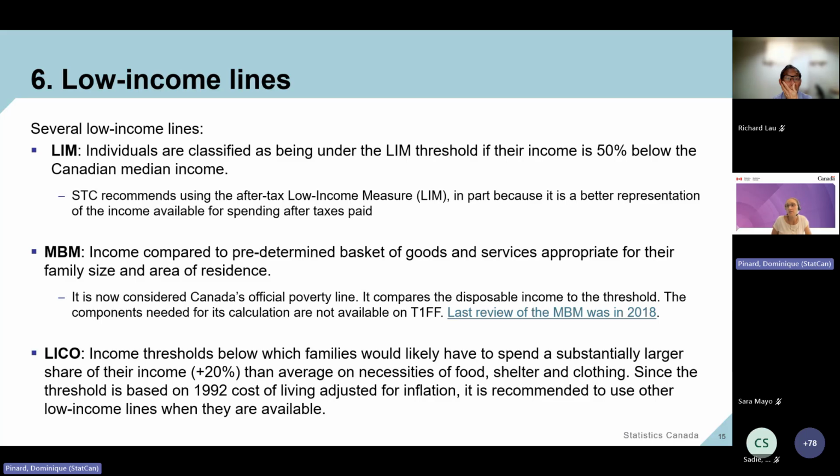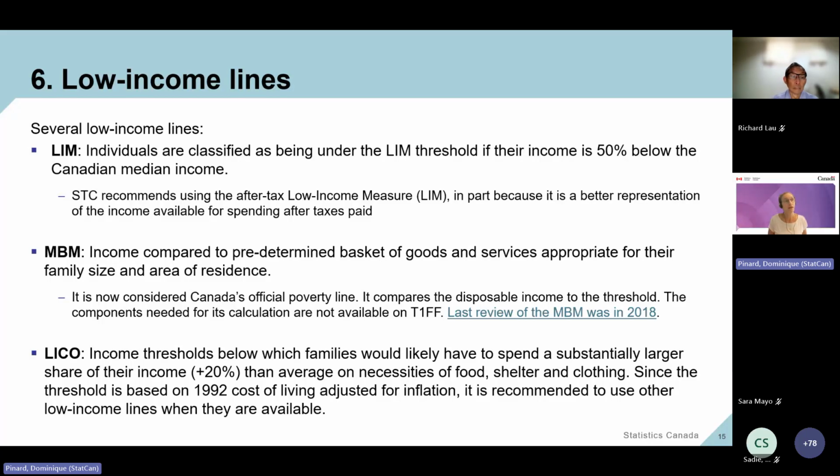It could be calculated using various income concepts. So you could have a LIM for market income, a LIM for employment income, a LIM for government transfers. But at StatsCan, we recommend using the LIM after tax, which is a better representation of what is available for spending after taxes are paid.